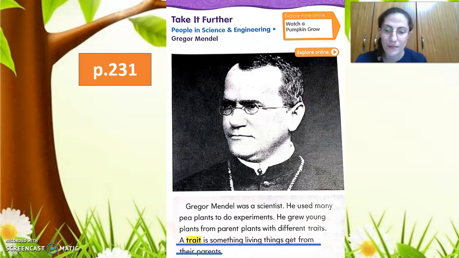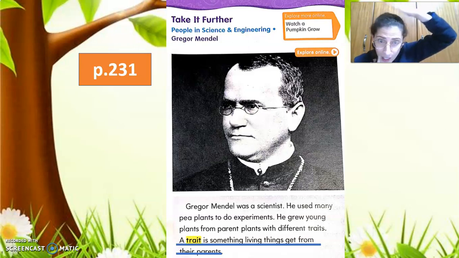Okay, are you guys ready? A trait is something living things get from their parents. Such as what? Such as the color of their eyes, color of their skin, color of their hair.